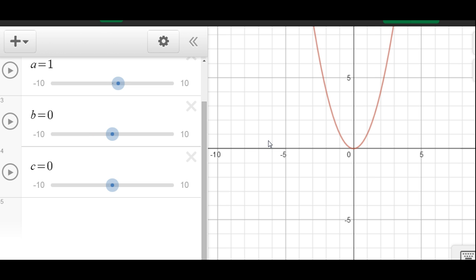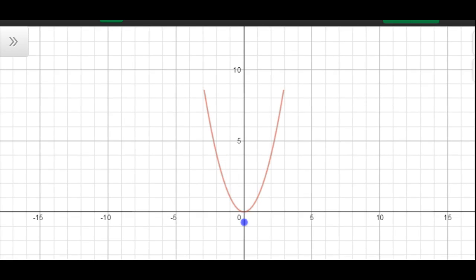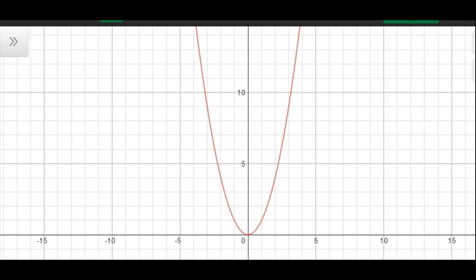So what is it? I'm going to put this away. So we're looking at y equals ax squared, 1x squared. B is 0, C is 0. I'm going to move this here so we can see a little bit more. So this is your basic quadratic function, your basic parabola, y equals x squared.